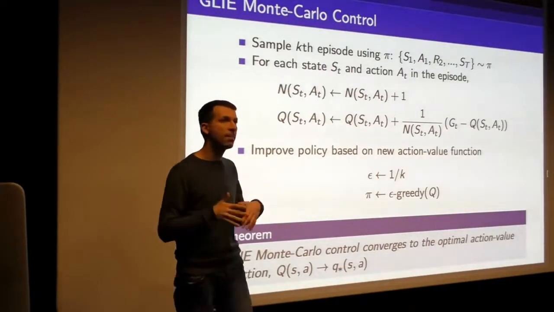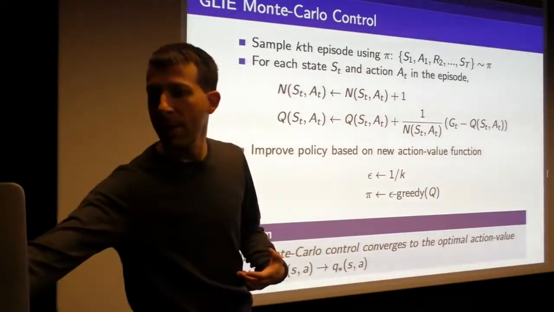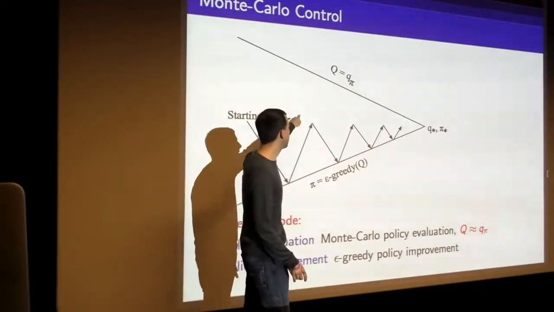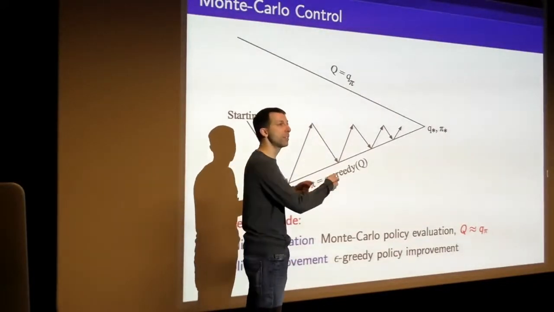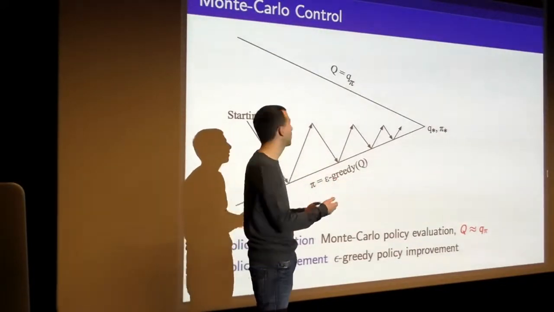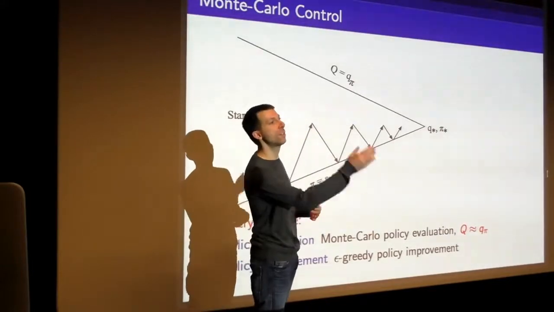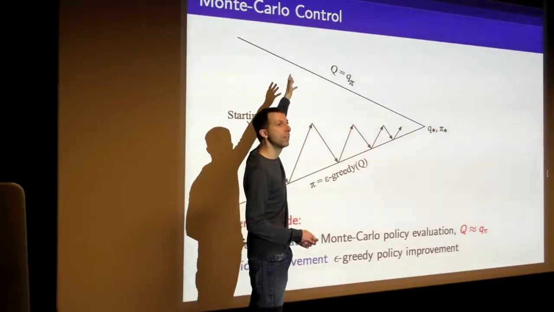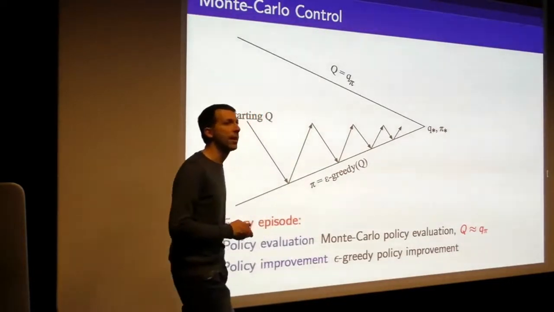And it's considerably more efficient to run it in this way, where you actually update the Q values every single episode. You update your Q values and then immediately improve your policy, rather than having to generate a whole batch of episodes, thousands of episodes, to just get one evaluation of Q. So this actually works much better in practice.